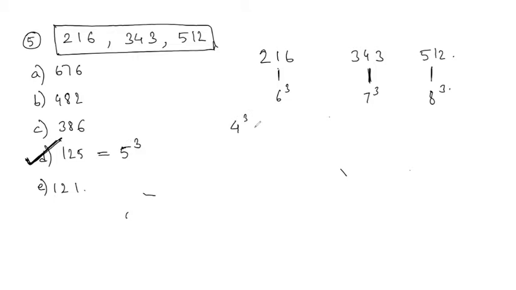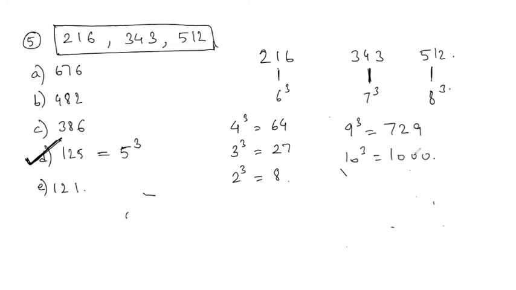What is 4 cube? 64. 3 cube? 27. Yes. 2 cube? 8. 2 cube is 8. Correct. So I told you, 1 to 10 at least you should remember. What is 9 cube? 10 cube is easy. 10 cube, after 1 put 3 zeros. That's it. Okay, so 1 to 10 cubes, remember.